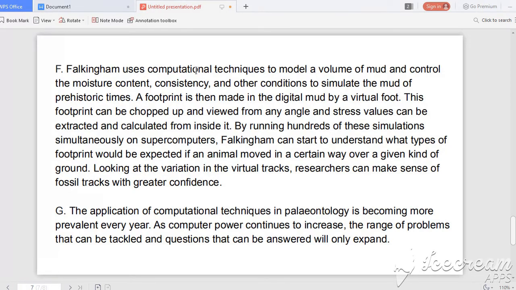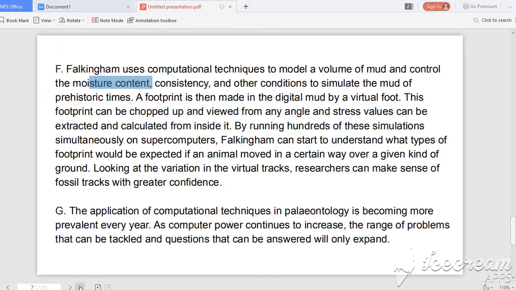Okay, Franklin uses computational techniques to model a volume of mud and control the moisture content, consistency, and so on, to simulate the mud of the previous time. A footprint is then made in the digital mud by a virtual foot. This footprint can be chopped up and viewed from any angle, and stress values can be extracted and calculated from inside. By running hundreds of these simulations simultaneously on supercomputers, Franklin can start to understand what types of footprints would be expected if the animal moved in a certain way.